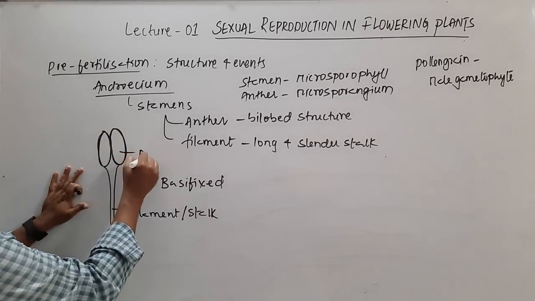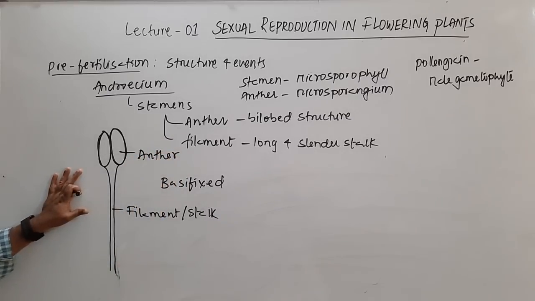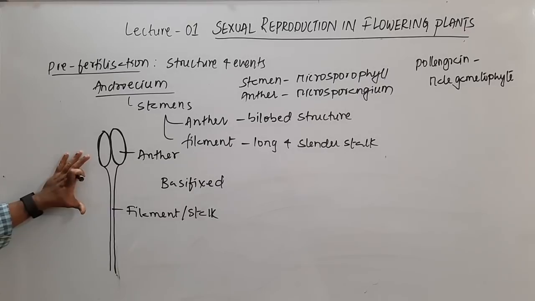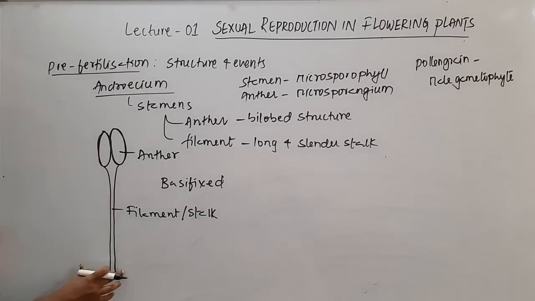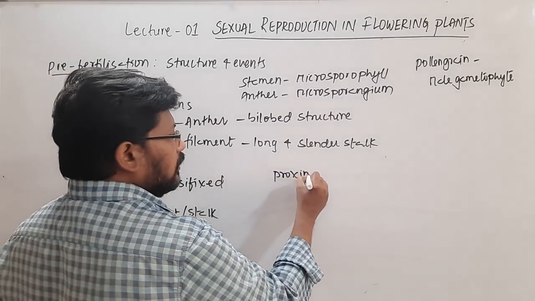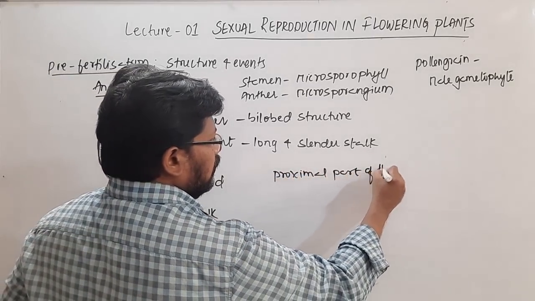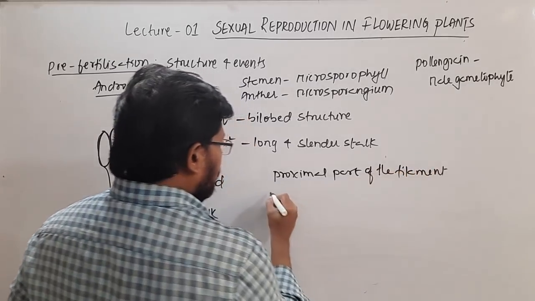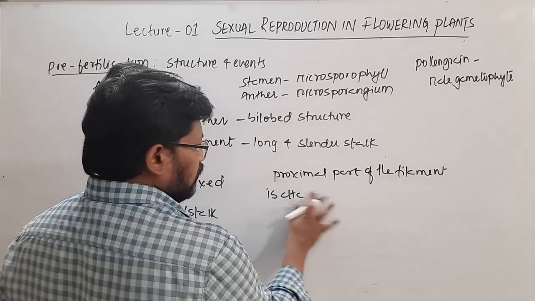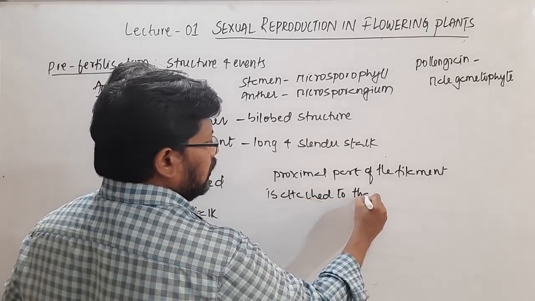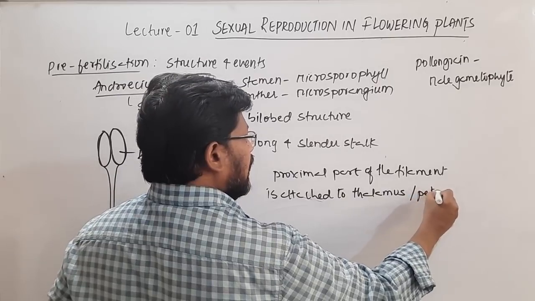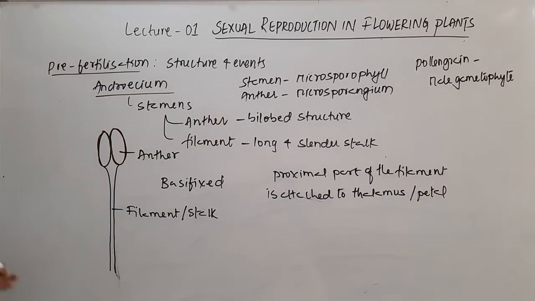So the two parts of the stamen are the anther and the filament. This is the proximal part of the filament, and the proximal part of the filament is attached to the thalamus, or may be seen attached to the petal. So in some flowers you may see it is present on the thalamus, or it may be seen fused with the petals.